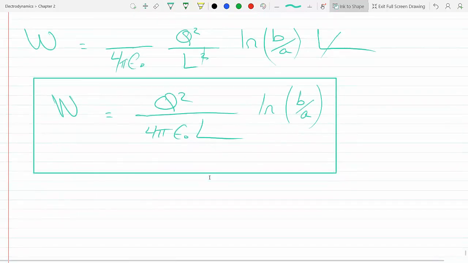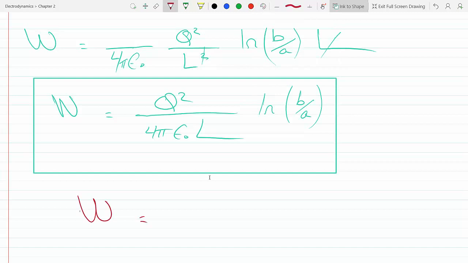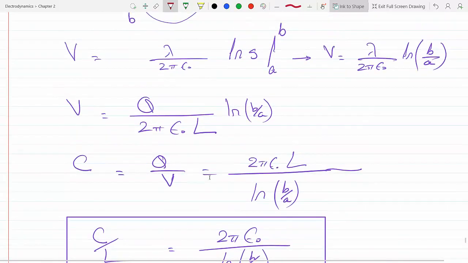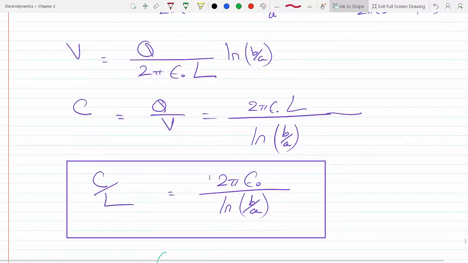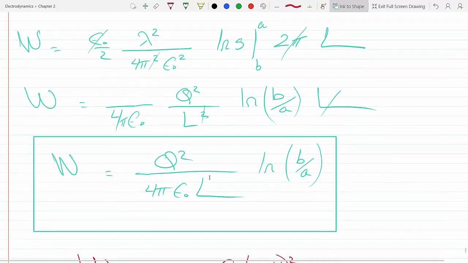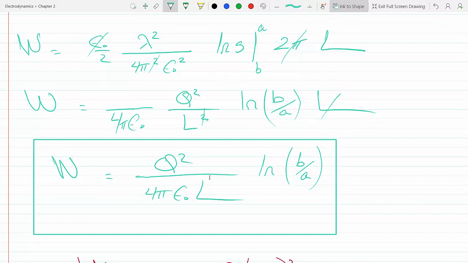Let's verify. So let's use the other algebraic formula. We know that work is 1/2 C delta V squared. We already found the capacitance, so let's plug it in. Of course, we should get the same answer if this is consistent. The capacitance was 2 pi epsilon L over ln b over a. Oh, by the way, I made a mistake here. This is ln a over b because it's ln a minus ln b. So this is a over b. Okay, so back to here.